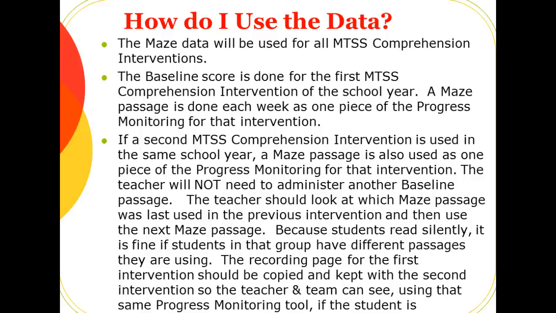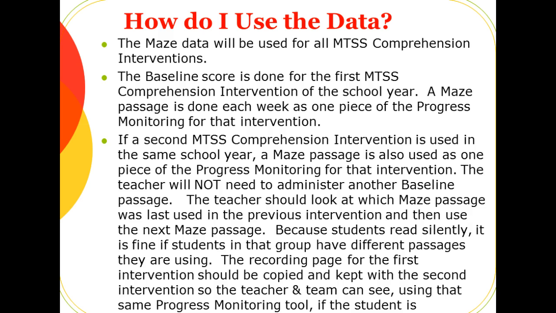Because the students are going to be reading the passages silently, it's fine if the students in the group have different passages. So for example, if you have one student who has already been a part of an intervention, and in their last intervention they had the Maze passage 8, then on this one, you're going to be starting with the Maze passage 9. Whereas some of the other students, if they didn't have an intervention, you would be starting with them with their baseline on that day.